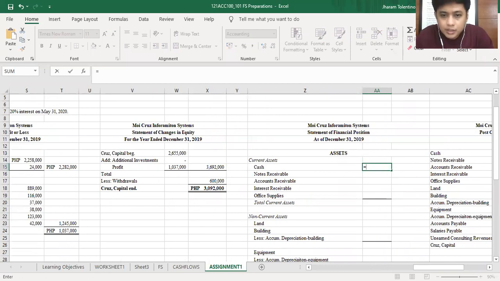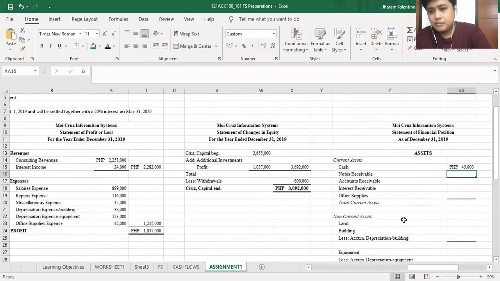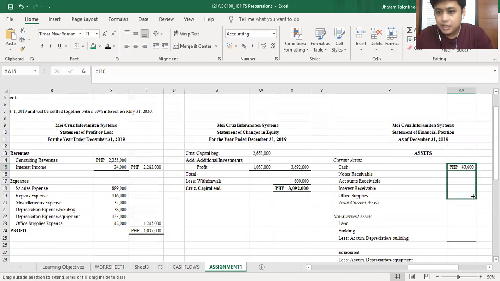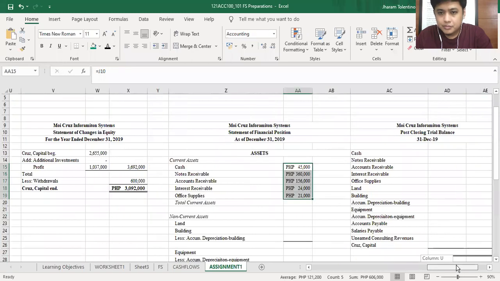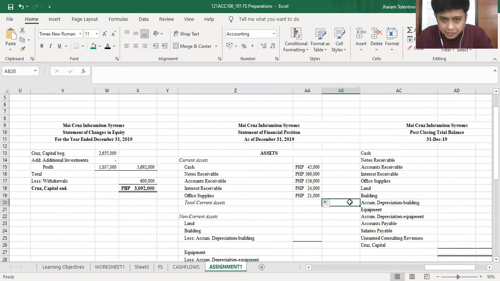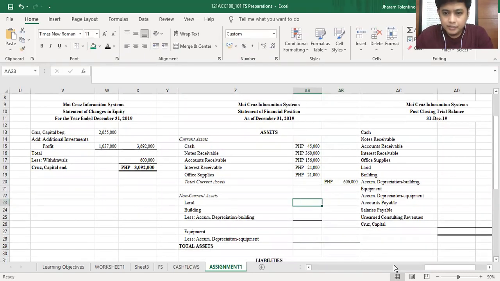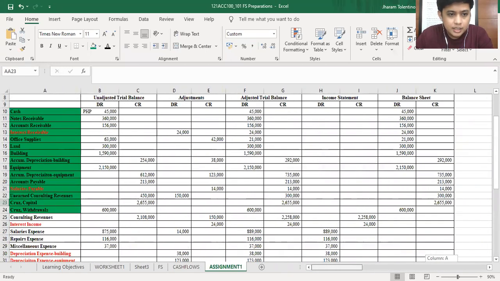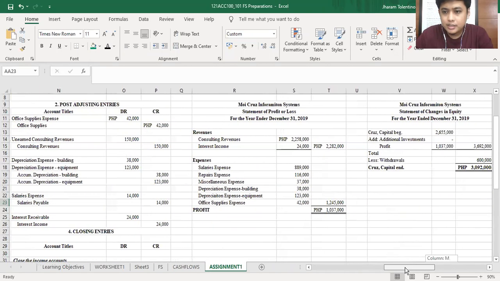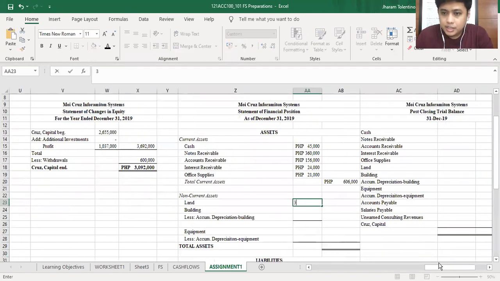So we have here cash up to office supplies. I think naka-arrange naman yan. Maayos. Get the total. Sabi nga it's sum up. So we have 606. Then we have land and building. Land of, how much is the land again? Land. 300, 159. So we have 300,000. As we have 1,590.